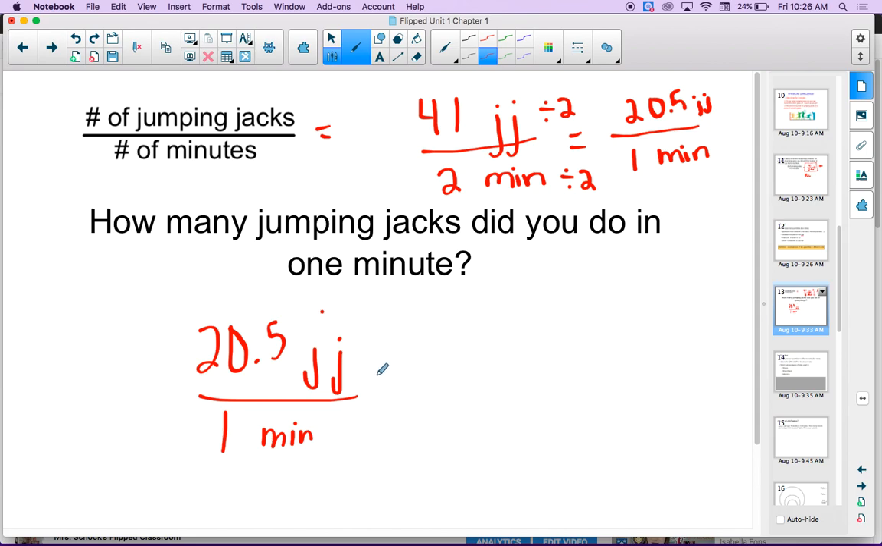So now that we've taken our rate and we have solved it for 1 in the bottom, it has a special name. Okay, so it's a very special type of rate. We call this a unit rate.